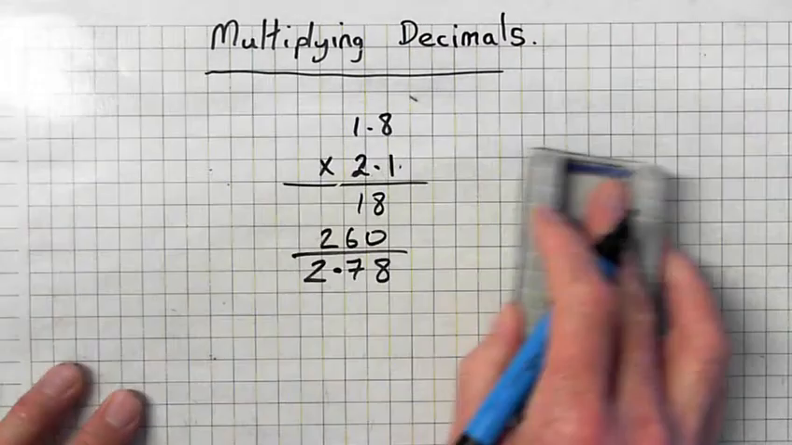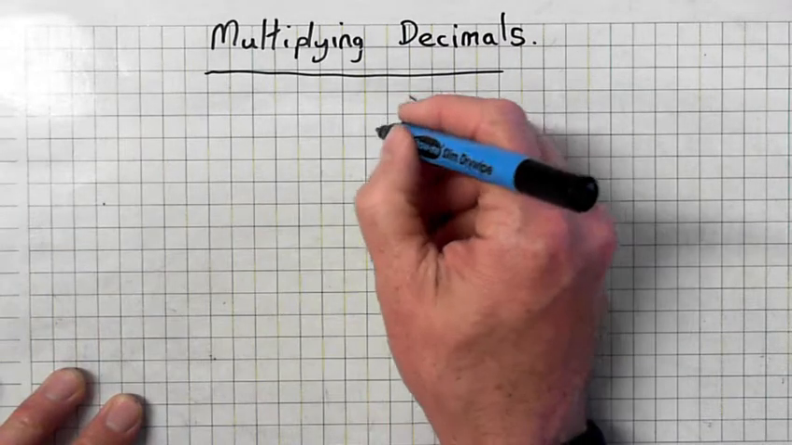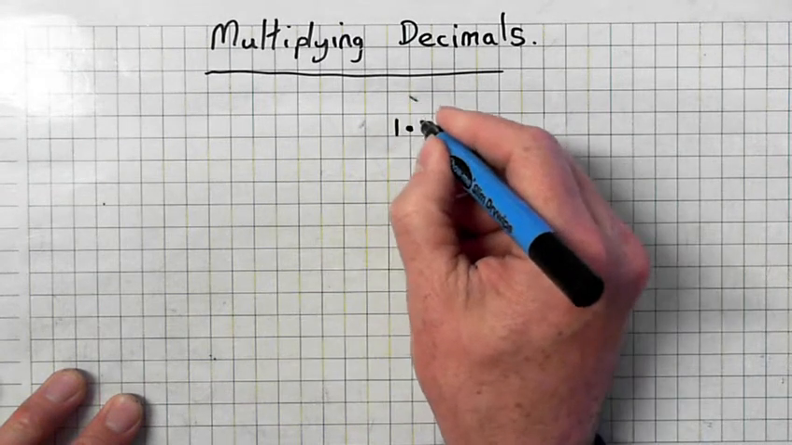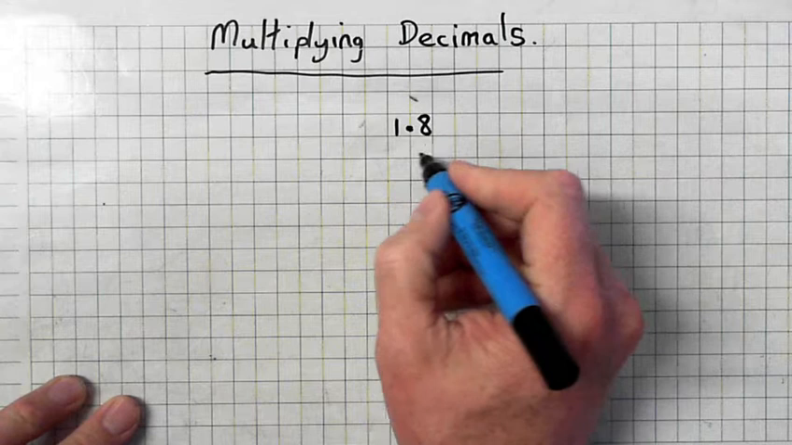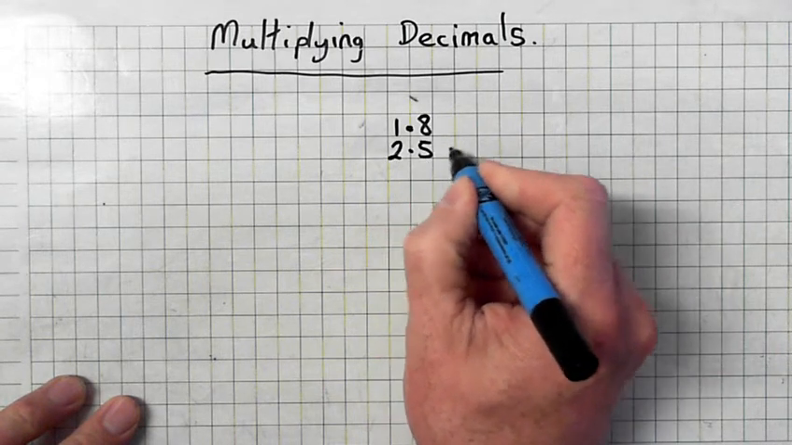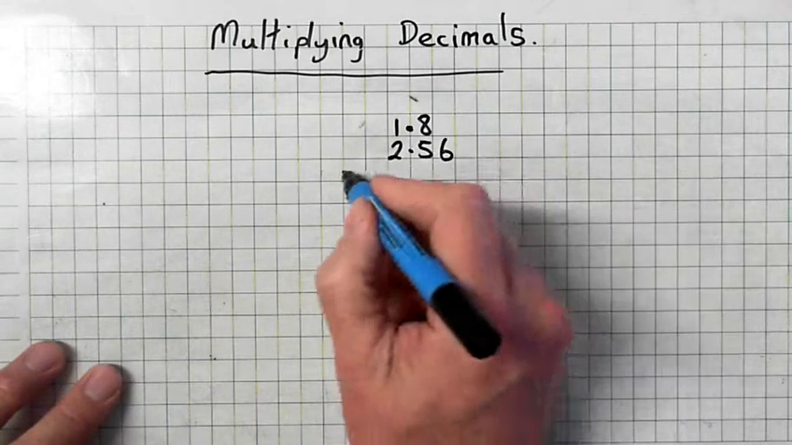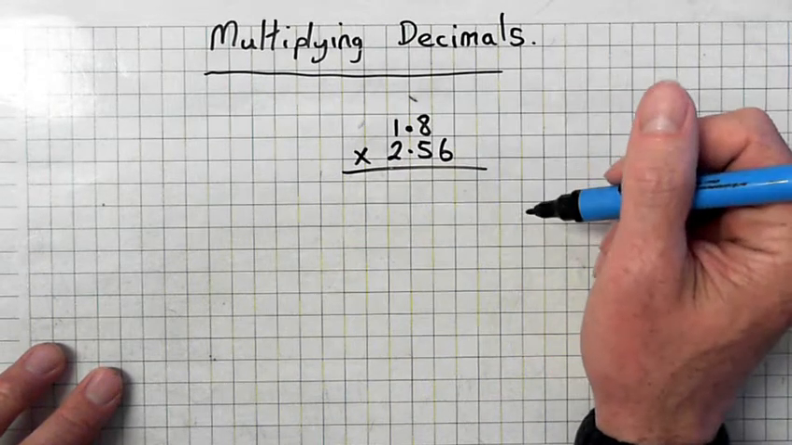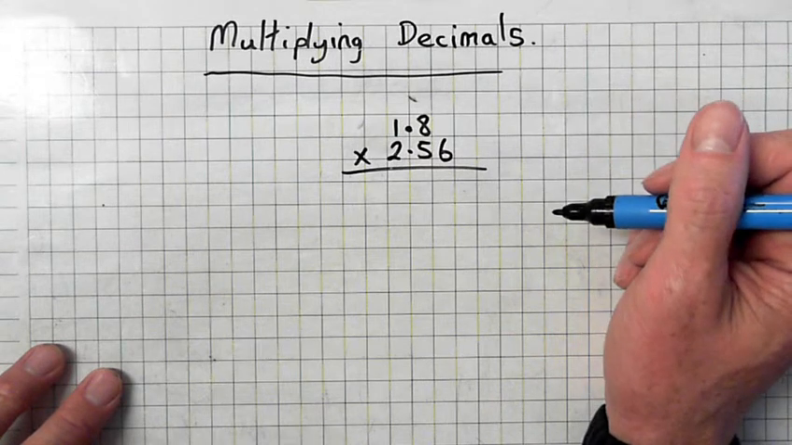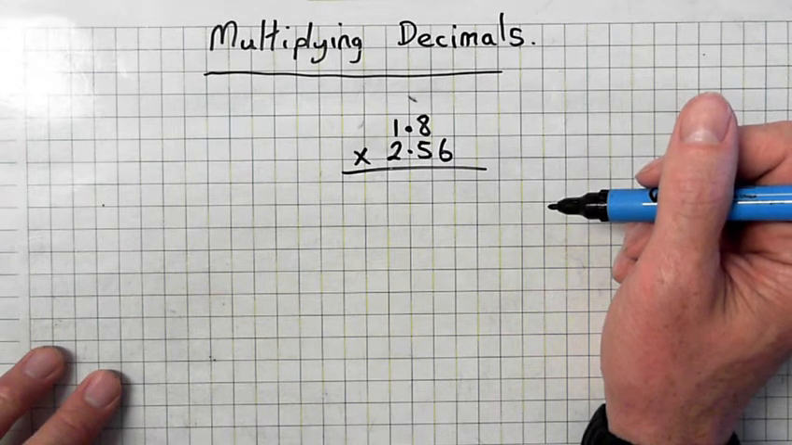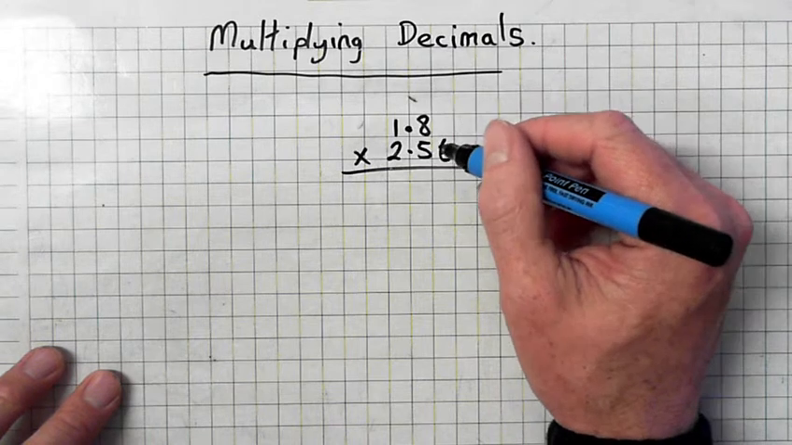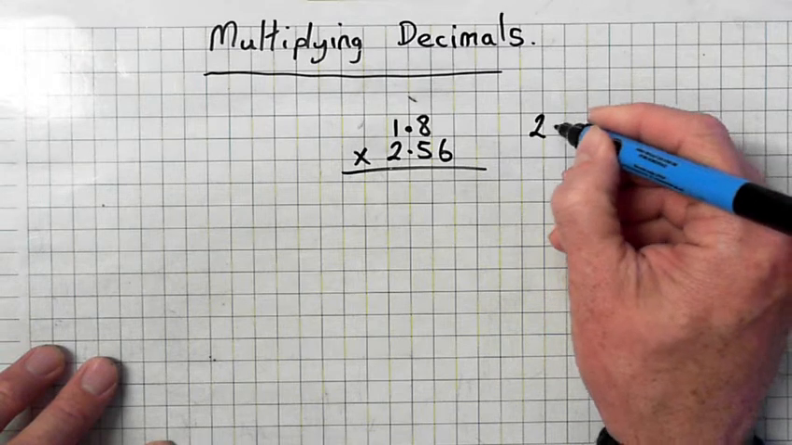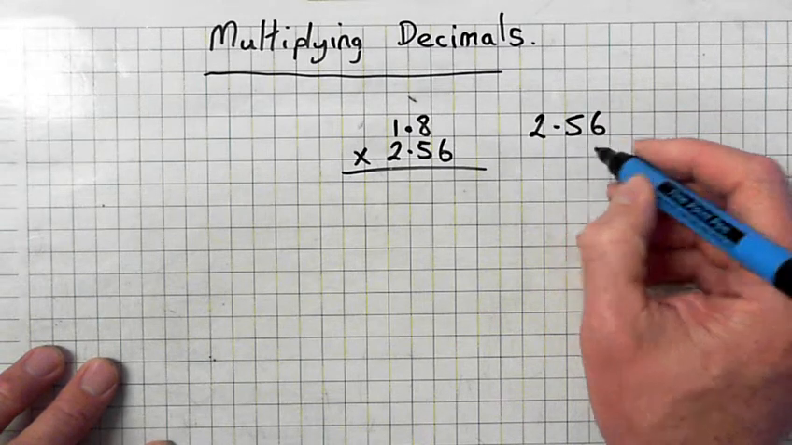Alright, we'll do another example. So we'll go 1.8 again, and we'll multiply it by 2.56. First of all, what's the best thing to do right now? Put 256 on top of 1.8. Put the 256 on top and the 1.8 on the bottom, because I have less multiplication to do then.